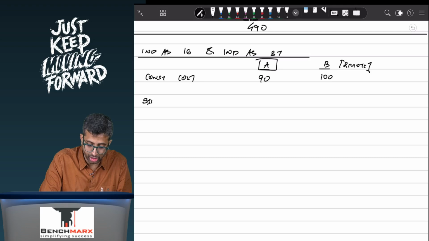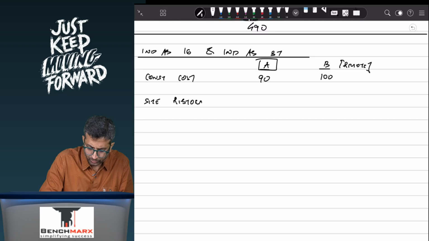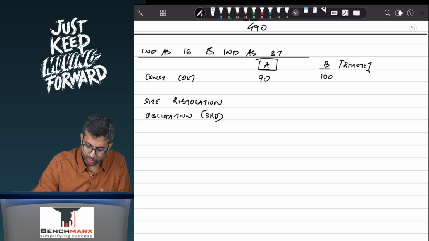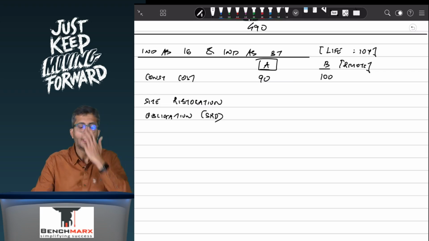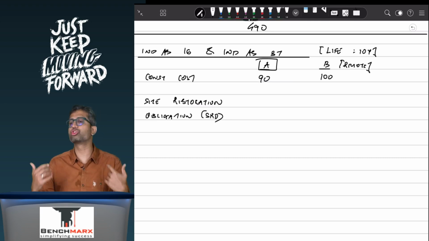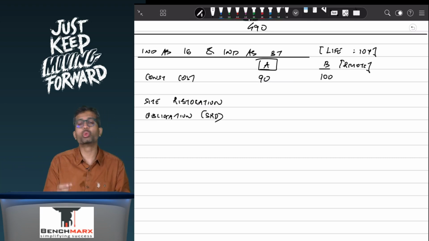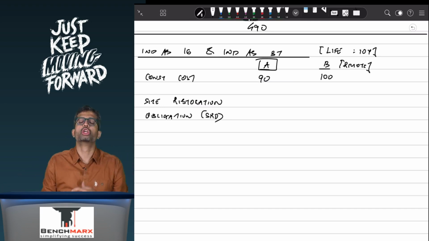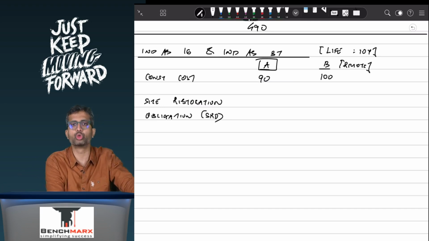there is an obligation to restore the site. So there is a site restoration obligation, in short, SRO. What does it mean? Let us say this project, whether it is A or B, has a life of 10 years. Now, after 10 years, you can't just abandon the site and move away. You will have to dismantle the site, decommission it, and restore it to the location and condition it was before you set up the plant.